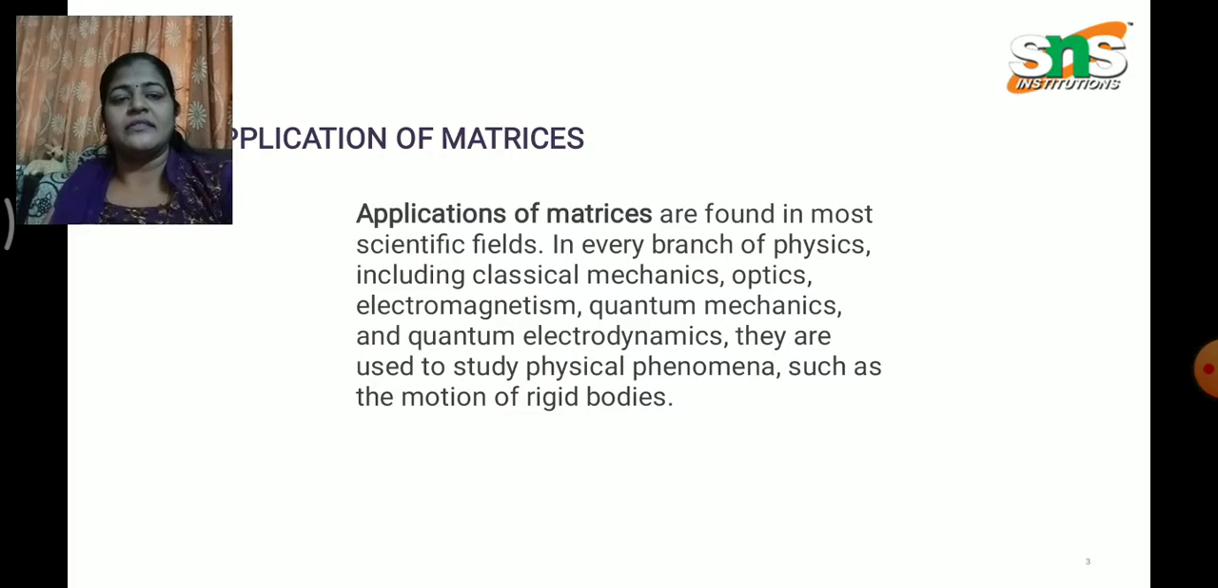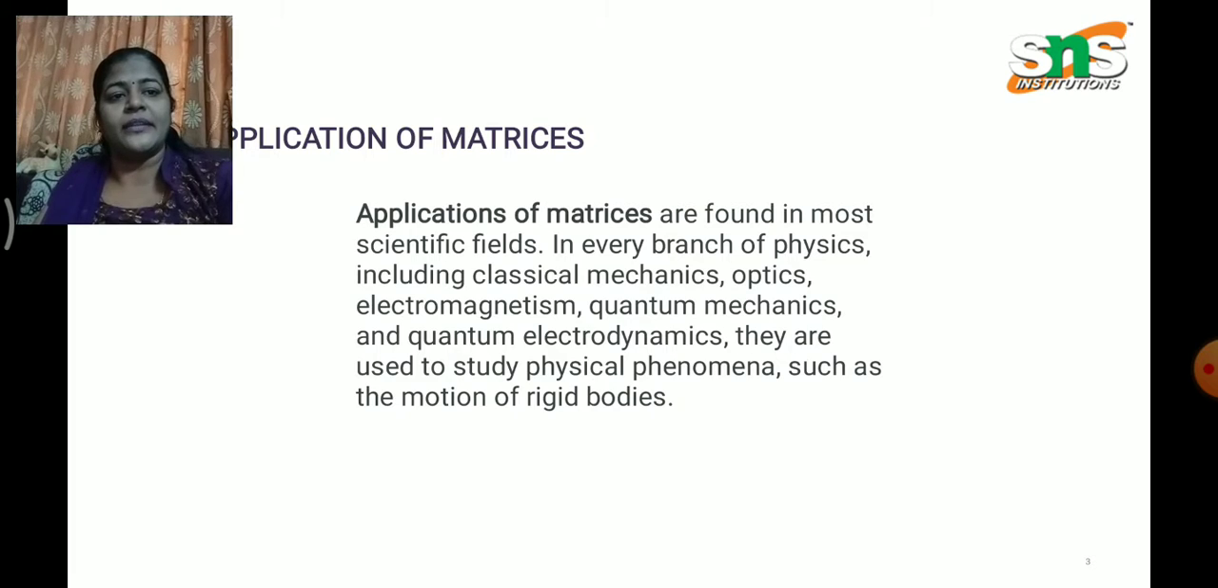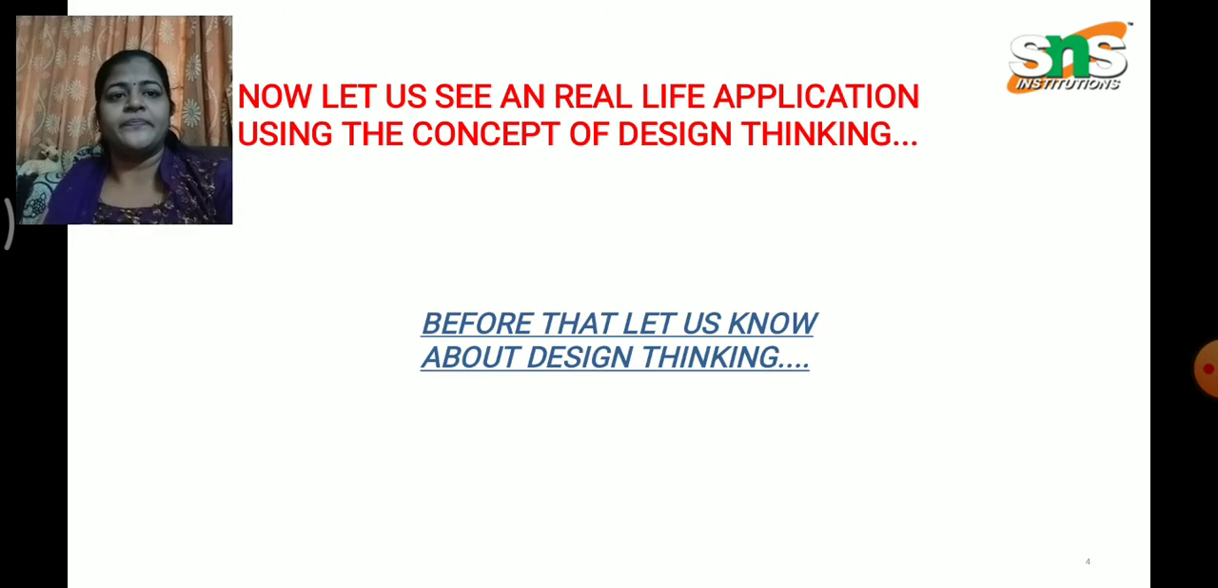Application of matrices. Applications of matrices are found in most scientific fields, in every branch of physics, including classical mechanics, optics, electromagnetism, quantum mechanics, and quantum electrodynamics. They are used to study physical phenomena such as the motion of rigid bodies. Now, let us use a real life application using the concept of design thinking.